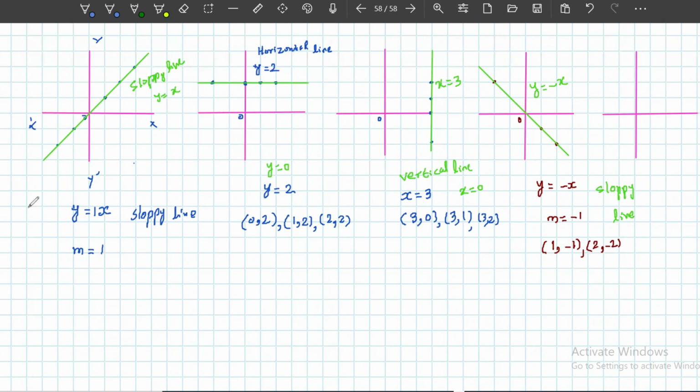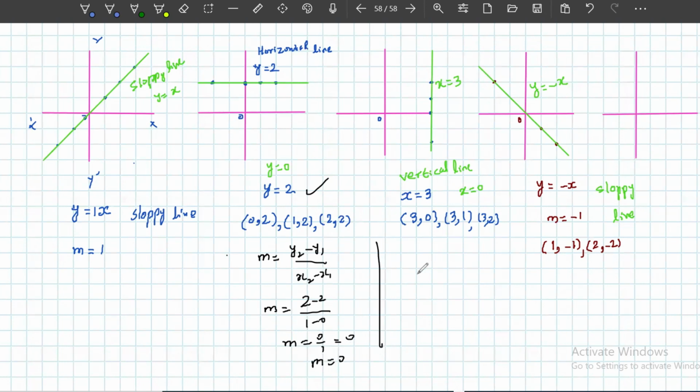See, we can check. We know the formula of gradient, yes? The gradient formula says (y2 - y1) over (x2 - x1). I'm checking on this line. Choose any two points, any two coordinates. We have three. So m is equal to, I'm choosing the first two: (2 - 2) over (1 - 0), which gives me 0 over 1 equals 0. So look here, gradient m = 0.